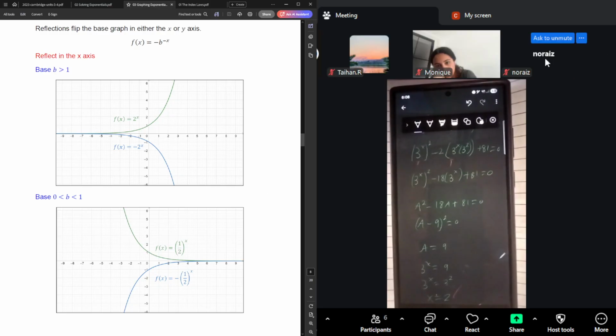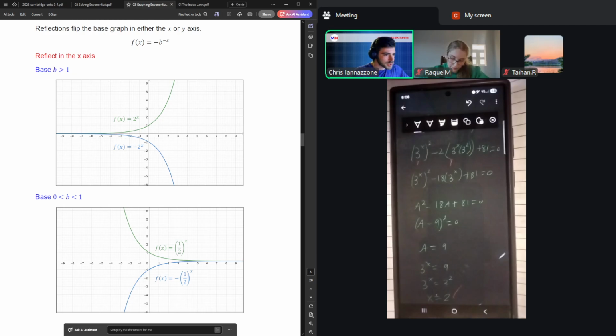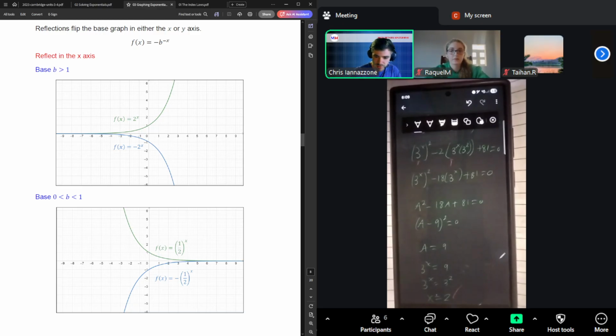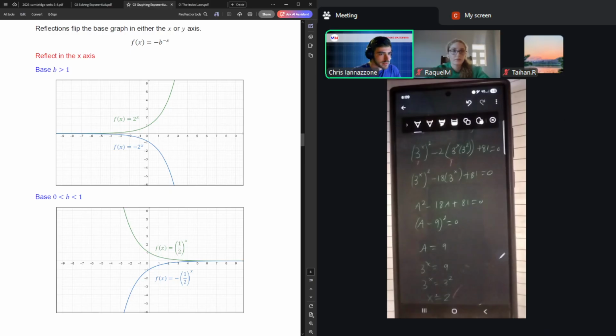Cool so far on that? I know there's a lot to take in for this sort of stuff, so I'll drop the notes in the chat as well, so if your notes are still falling behind you can copy back off of that.